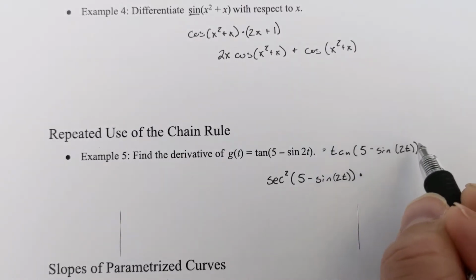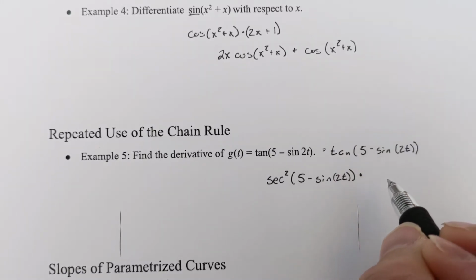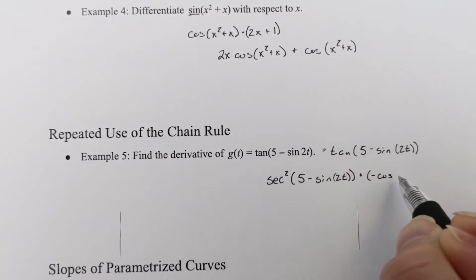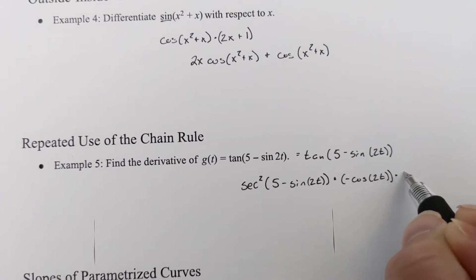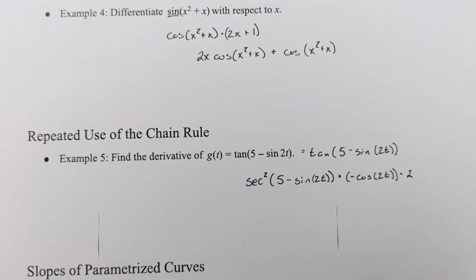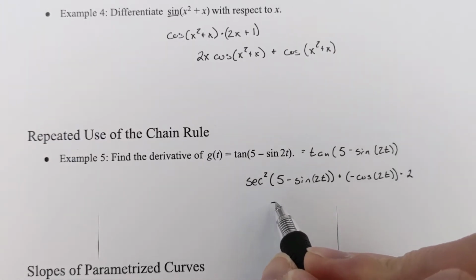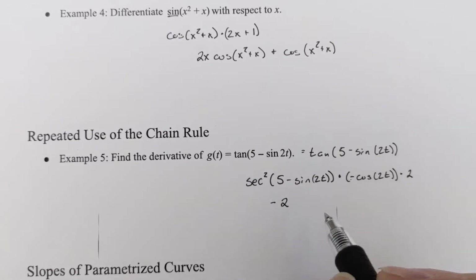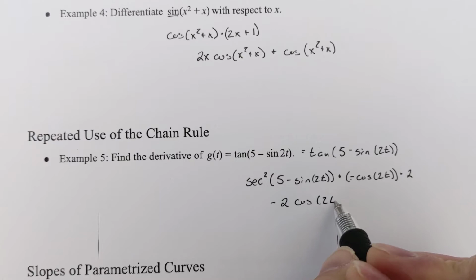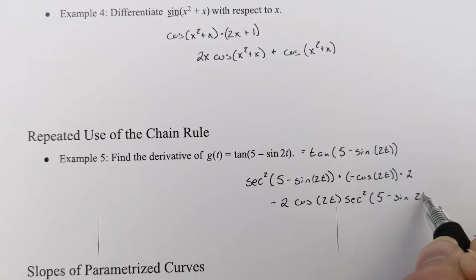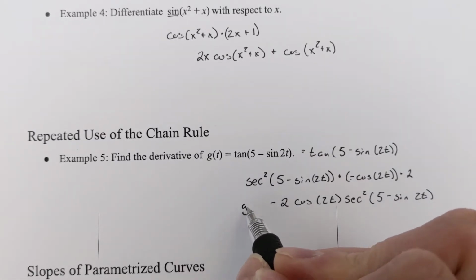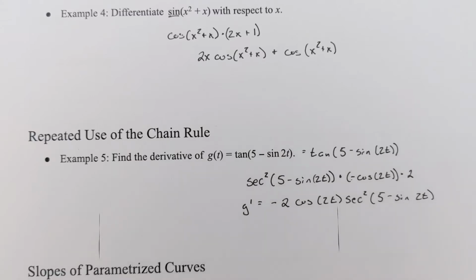The derivative of 5 is 0, it goes away. The derivative of negative sine is the negative cosine. Leave the stuff inside of it alone. And then finally multiply the derivative of 2t, so times 2. So essentially this big ugly string is your answer. This 2 is a coefficient, so is the negative, so normally it'd be written as negative 2 cosine of 2t, secant squared of 5 minus sine 2t. So this would be g prime, the derivative of g.